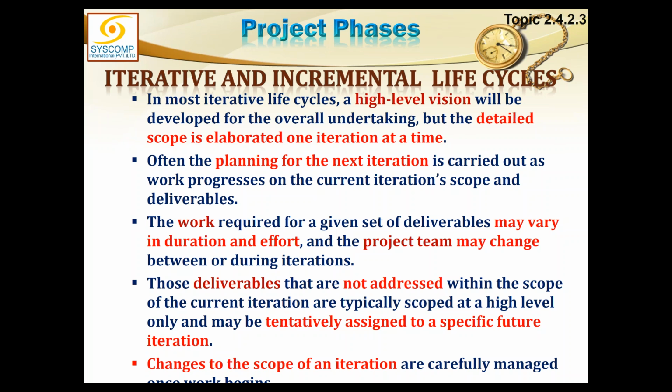Changes to the scope of an iteration are carefully managed once work begins, because within an iteration we do not want to change many things. We are very adaptable after this phase. If somebody asks us to change something after this phase, we are all game. But if somebody wants us to change the current phase which we are currently executing, such changes should be carefully managed and handled.